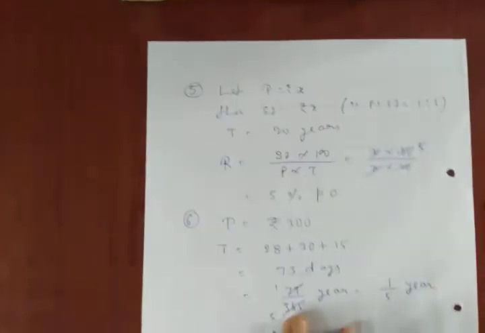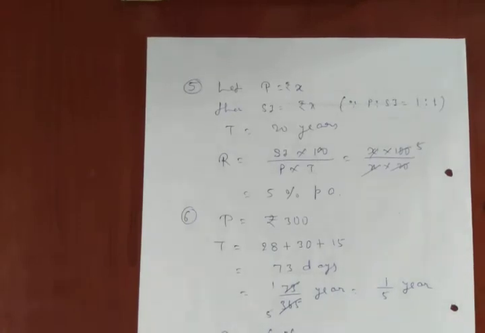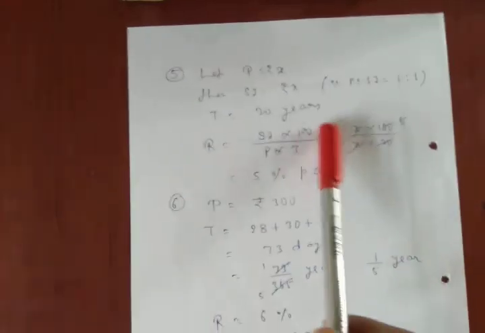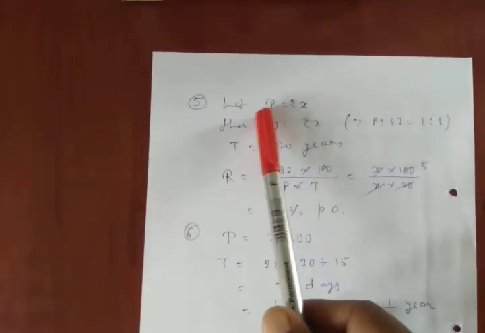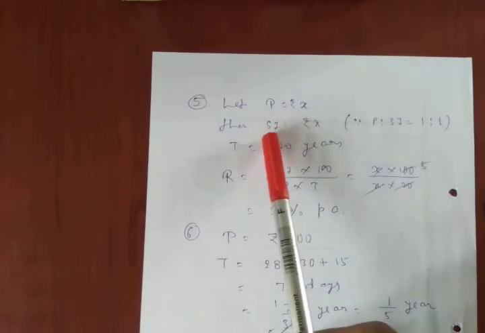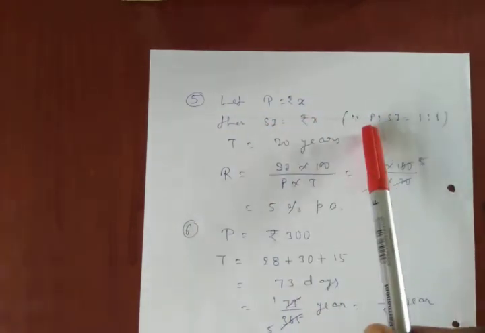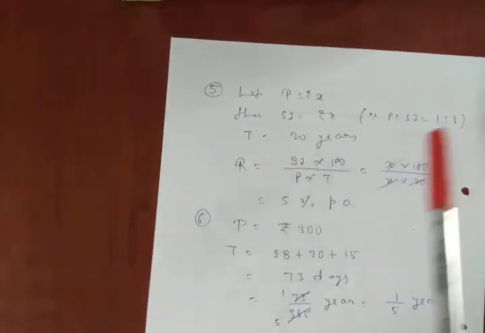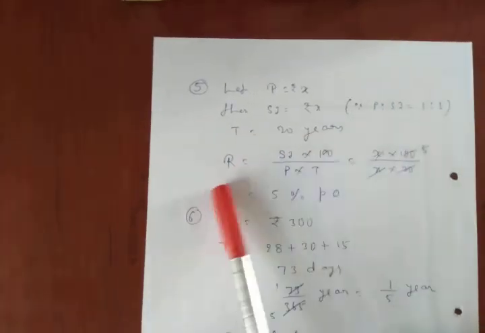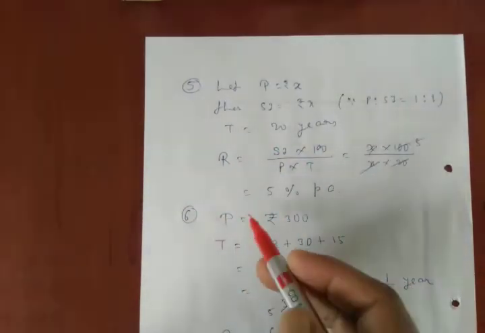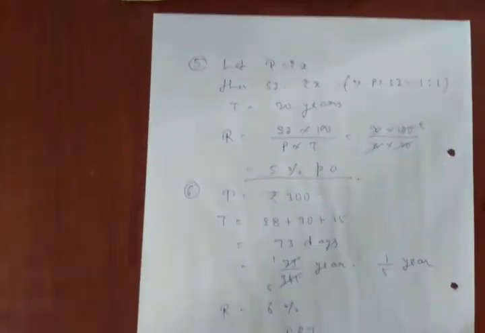The next question is number 5. In this we have to find the rate of interest, and the ratio of the principal and the interest is 1:1. So here you can suppose that the principal is x and the simple interest is also x, because the ratio of principal to SI is 1:1. And time is 20 years, then R is equal to, after putting the values, you will get 5% per annum.